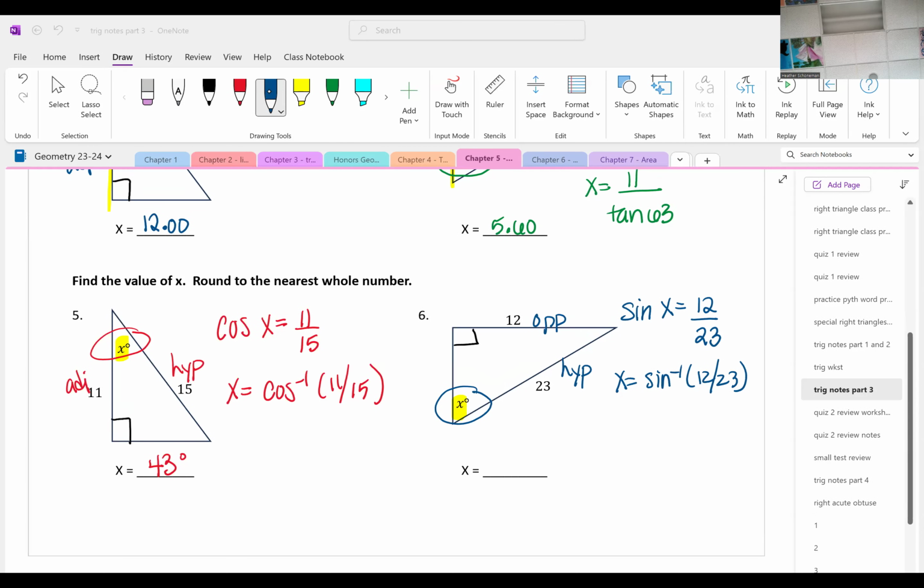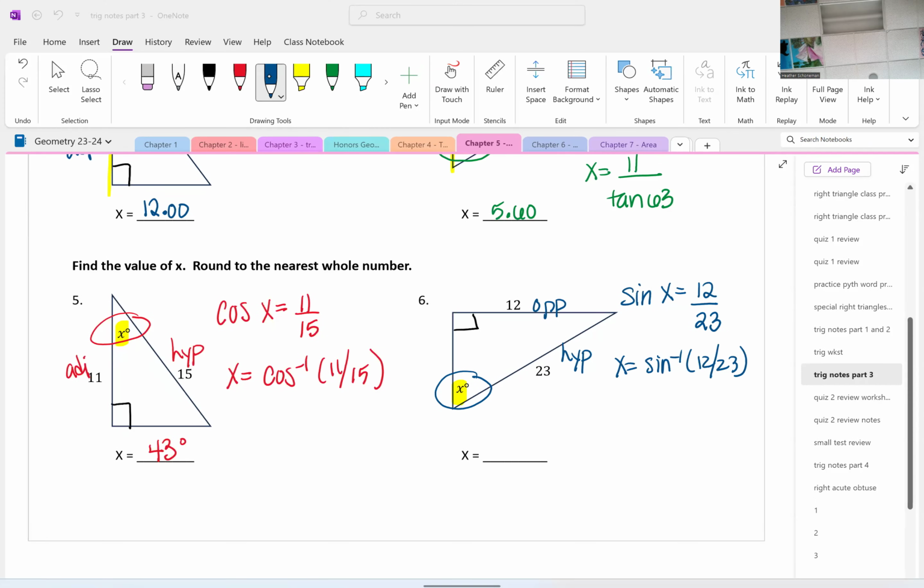So in our calculator, if we do second inverse to get the inverse sine of 12 divided by 23, then we get, to the nearest whole degree, it doesn't round up because 4 is less than 5, so it's going to be 31 degrees.